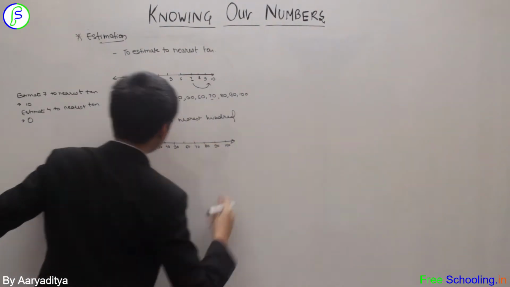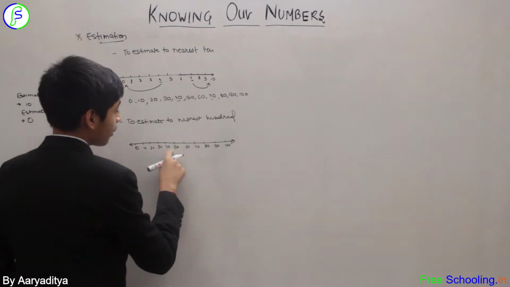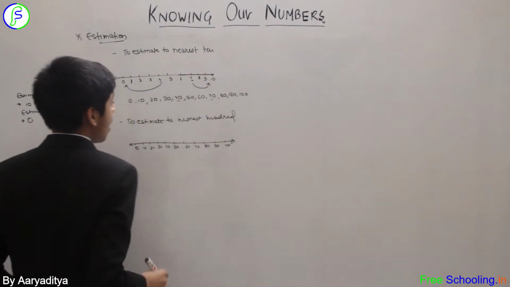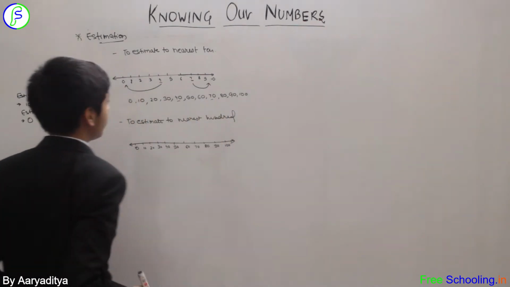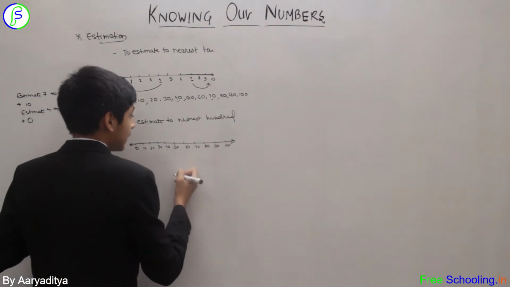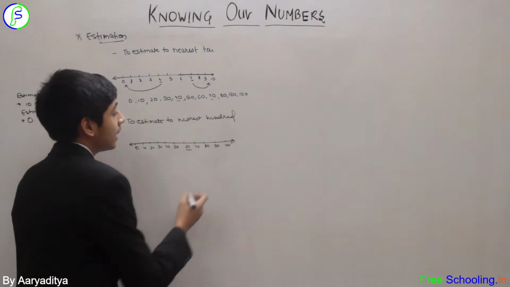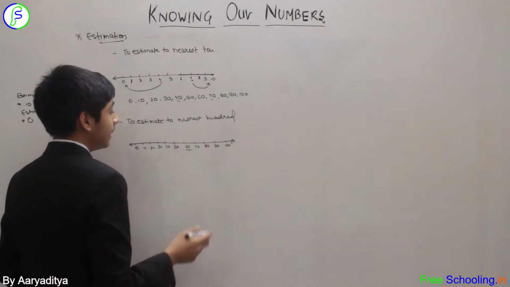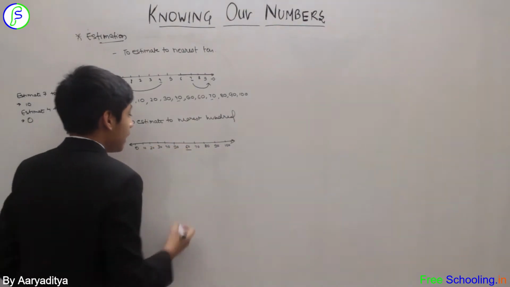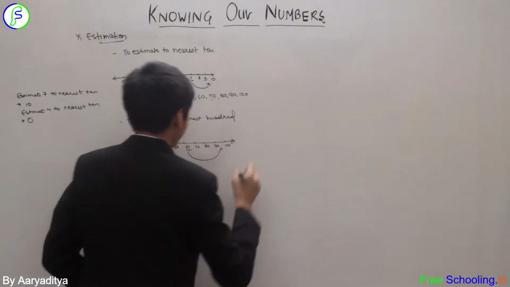So what will be formed? We can see 10, 20, 30, 40, 50, 60, 70, 80, 90, 100. If we are estimating to the nearest 100, the same we can see out here. If I take 60, we see that the difference between 100 and 60 is less compared to the difference between 60 and 0, so it would be rounded off to 100.